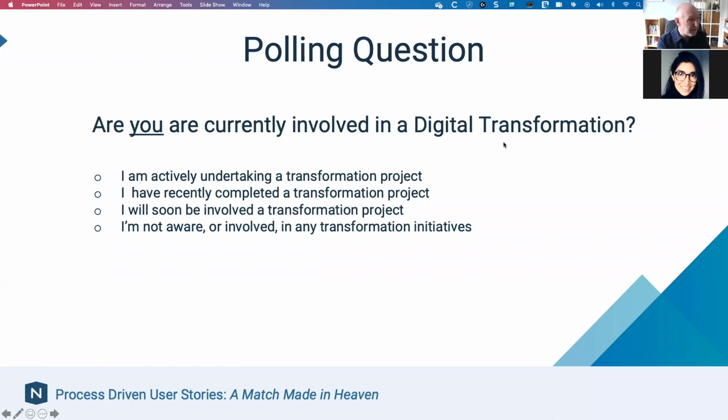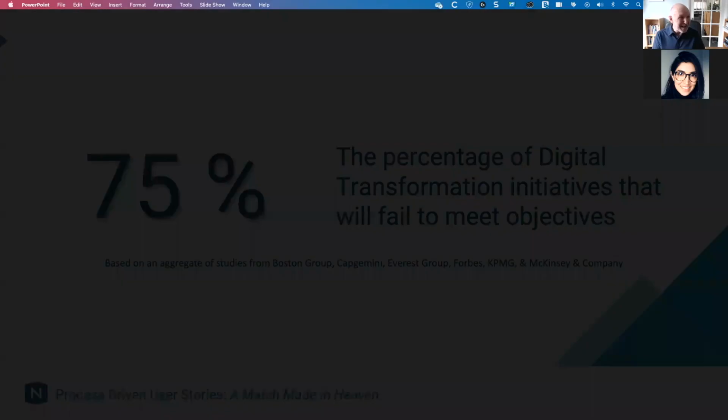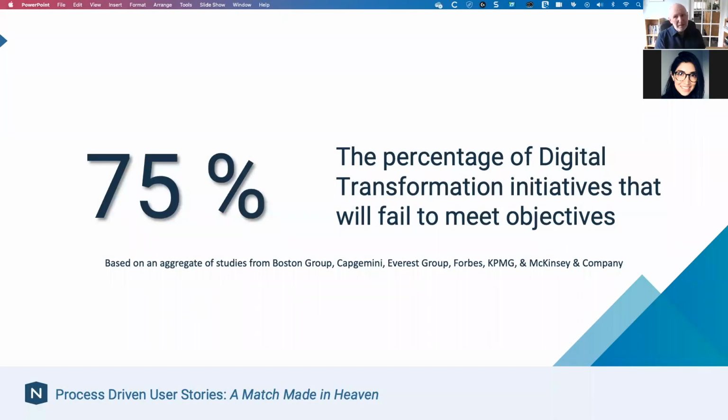And that is the fact that 75%, that's a significant number. Now, what 75% of what? So the fact is 75% of digital transformation initiatives will fail to meet their objectives. 75%. And this isn't a number we came up with.